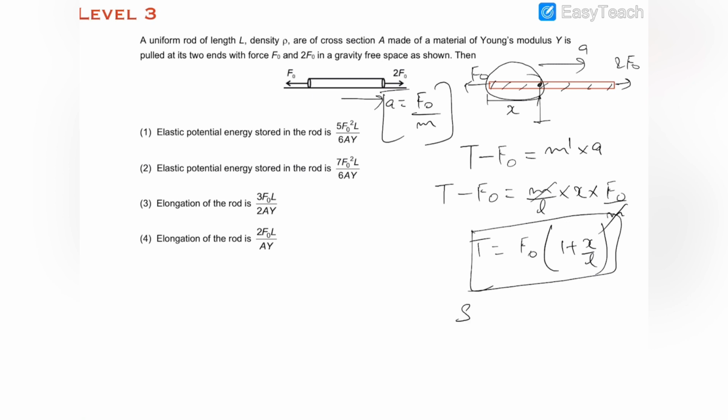Now the stress developed, let us denote stress with sigma. So stress would be tension upon area, so it is F0 upon area into (1 plus x by L). This is the stress developed in the rod at this point. Now the elongation produced in the rod: again we use the older method in which we always write stress is equal to Young's modulus times strain. Let's suppose there is an element whose original length is dx, and the extension due to this tension in this element is dy. So dy by dx would be the strain developed.